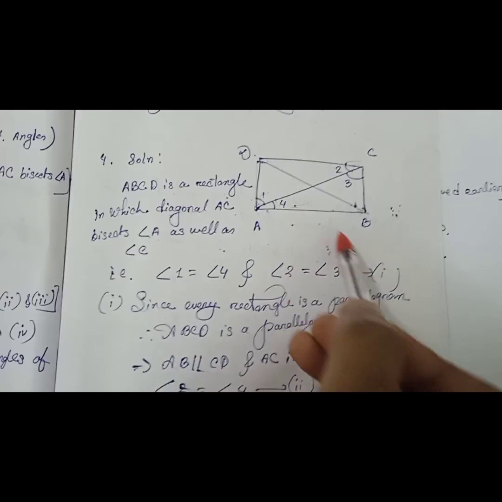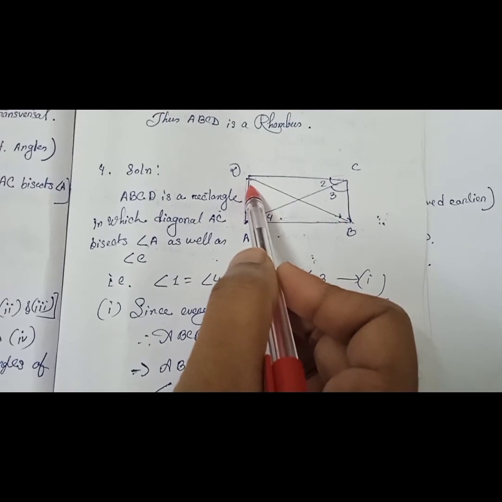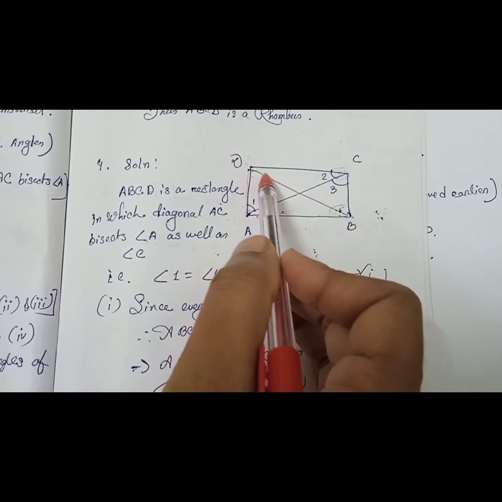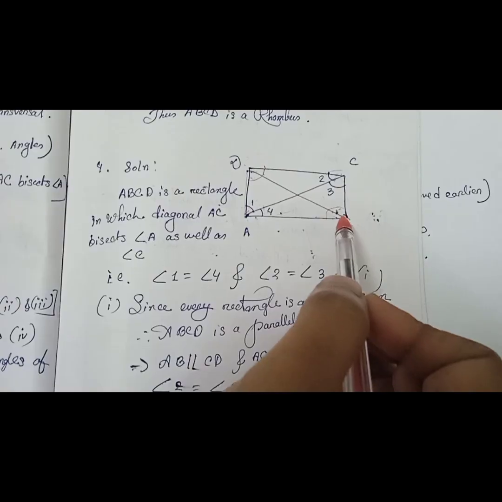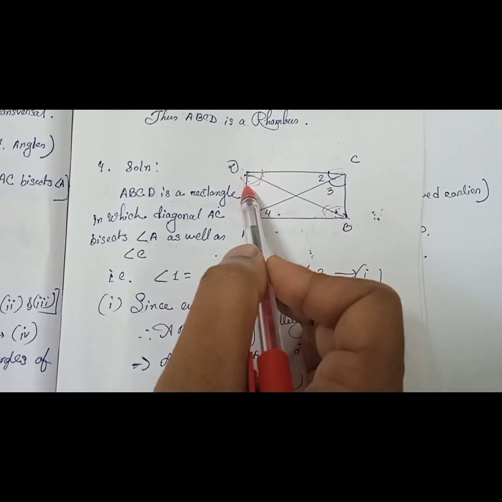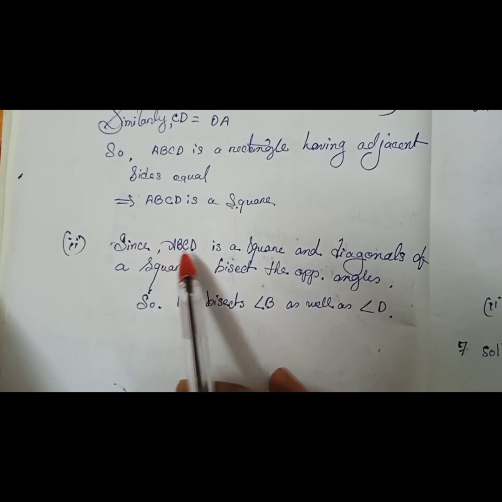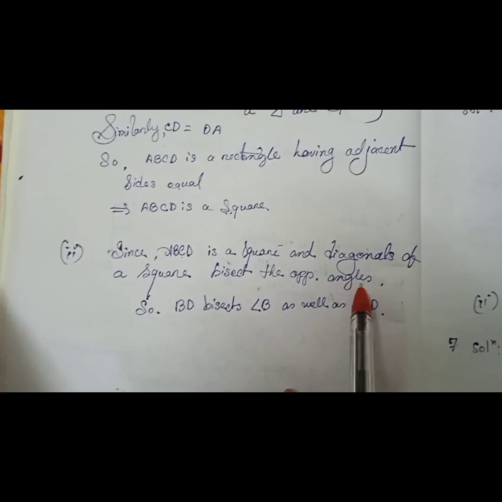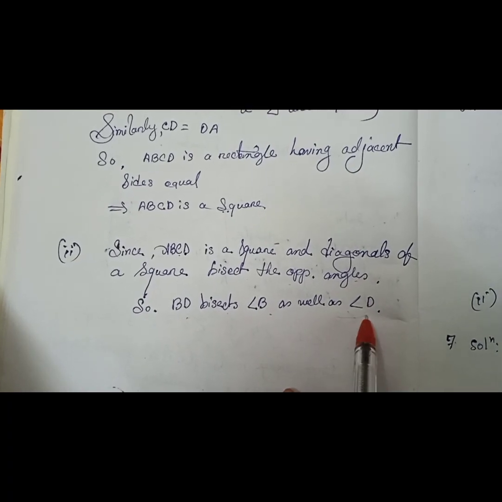Now, in the second part of the question, they said the diagonal BD must bisect angle B and angle D equally. As it is a square, the diagonal must bisect the angles equally. That's why we have written, since ABCD is a square and the diagonal of the square bisects the opposite angles, BD bisects angle B as well as angle D.